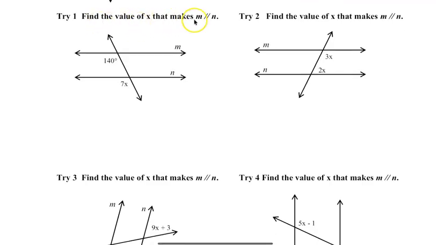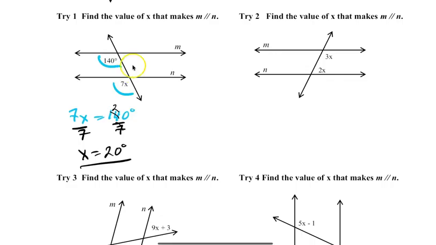Find the value of x that makes M and N parallel. It's a little different. These are not technically parallel, but we want to make them parallel. So we've got to find the value that makes this parallel. We can pretty much do it the same way though. If I want to make these two parallel, then these are corresponding, so they must be equal to each other. So 7x equals 140. We divide both sides by 7, and x would equal 20.